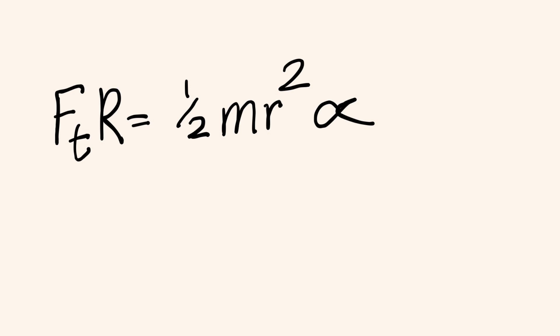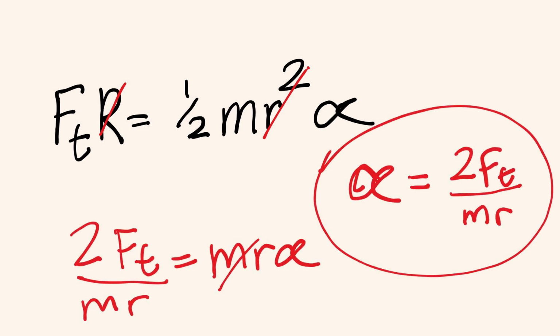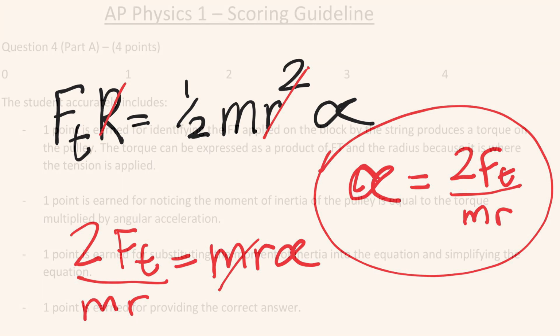This will be force of tension times radius equals 1/2 mr squared times alpha, and the r cancels out. So we get this after doing the algebra. We have used all the physical constants that are appropriate, and we have found angular acceleration, so this is the answer to part A.